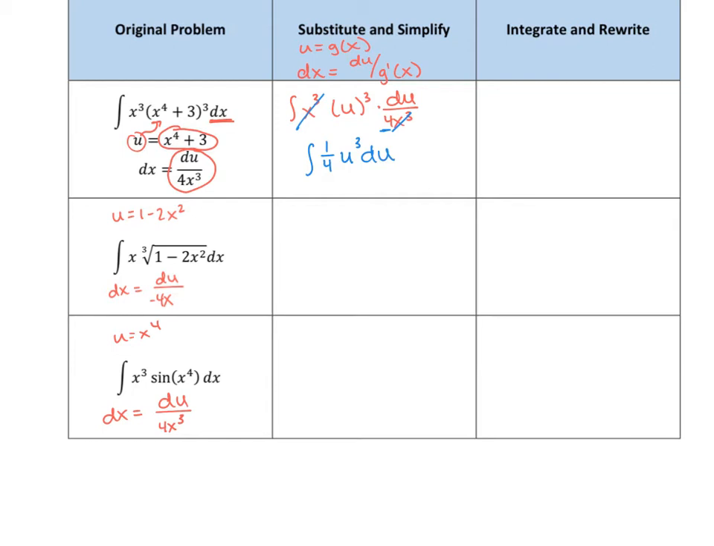So the original problem, this whole original problem, rewritten in terms of u, now looks like this. These are equivalent statements. And the benefit to rewriting it in terms of u is now this is something I can take the antiderivative of. So 1/4 u cubed du. So I want to take its antiderivative.